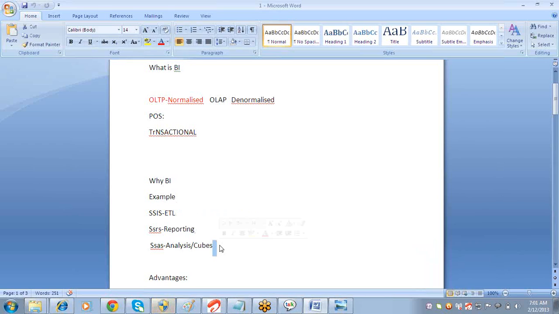When we have millions and millions of rows of data, SQL Server fails. In the sense, we cannot rely on SQL Server to write such complex queries for the analysis. When the data is too huge, we create cubes according to our needs, and we store aggregated results so that data is ready for analysis. So that's about BI.